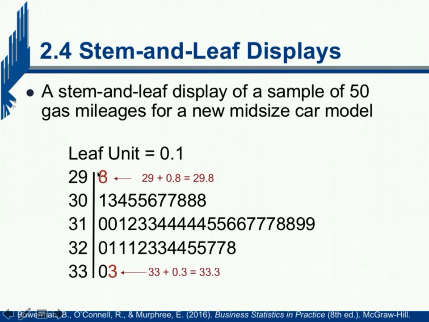So a stem and leaf display shows us the distribution. So this is like a horizontal histogram or horizontal bar chart. You can see that it's symmetrical. Most of the values are in the stem 31, and as you move away from 31, the frequencies are decreasing. So the shape is symmetrical.